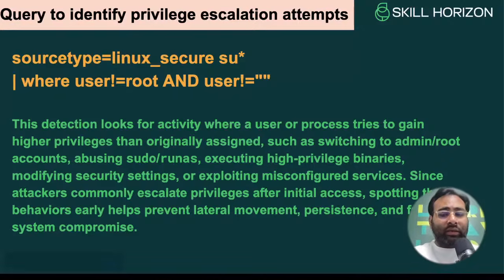Suppose an attacker entered your system as a local user, and using the local user permissions, they are trying to become root. We can easily identify privilege escalation attempts with the help of this query. This particular query is based on Linux. The source type is Linux, then su where user is root. If anything appears in the logs with this query, that means someone is trying to escalate privilege.